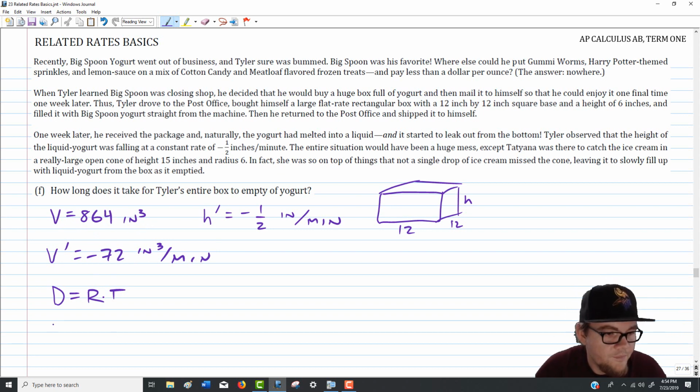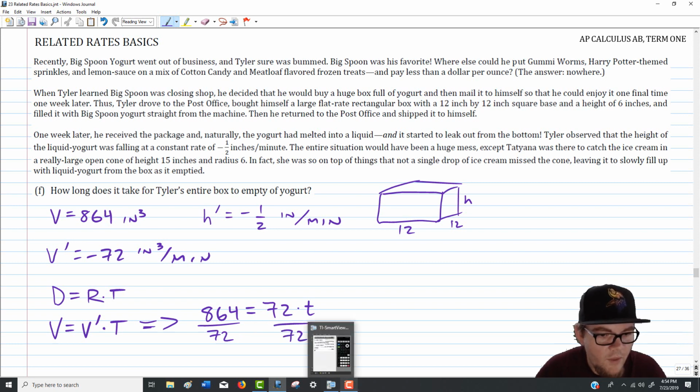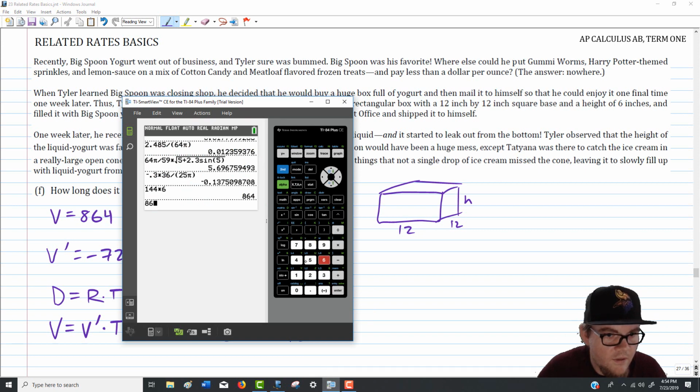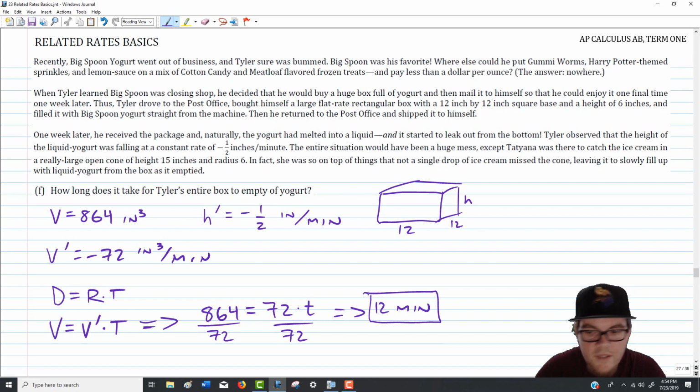So this is like saying the volume covered is going to be equal to the volume's rate of change times the time it takes to cover that volume. In our case, pretty simple thing here. 864 is the total volume. The rate it's changing is 72. And we want to figure out how much time it takes to get there. We just have to divide both sides by 72. When we do that, I believe we get 12, but just to make sure, 864 divided by 72 is equal to 12. So that tells us that it's going to take 12 minutes for the box to become empty.